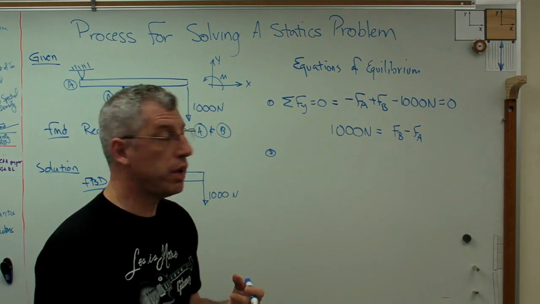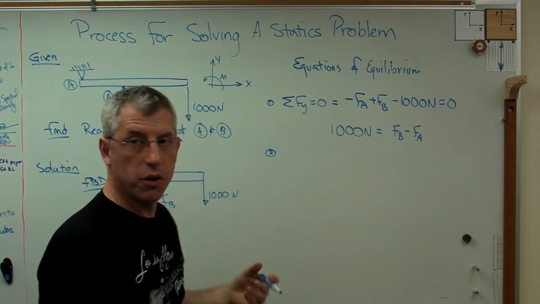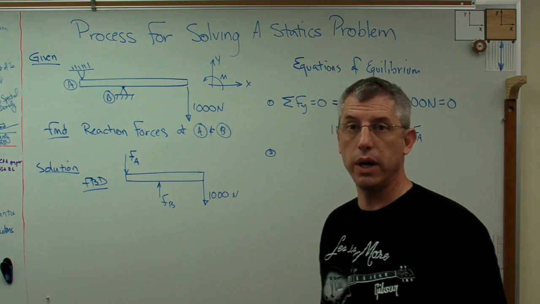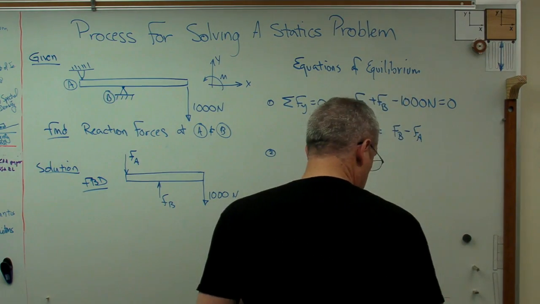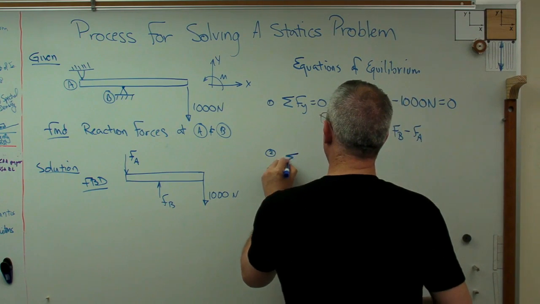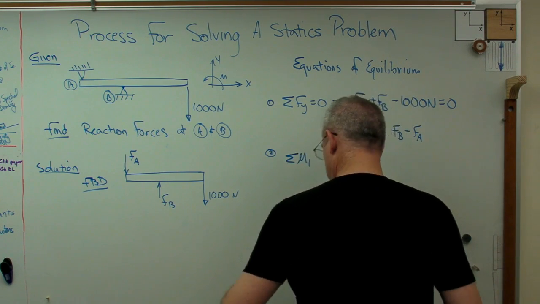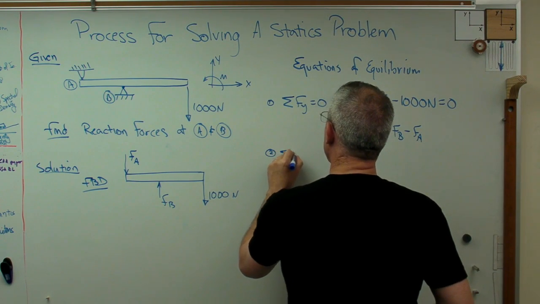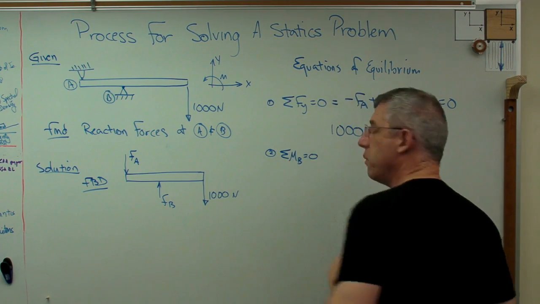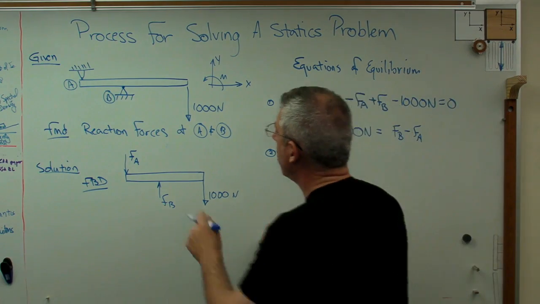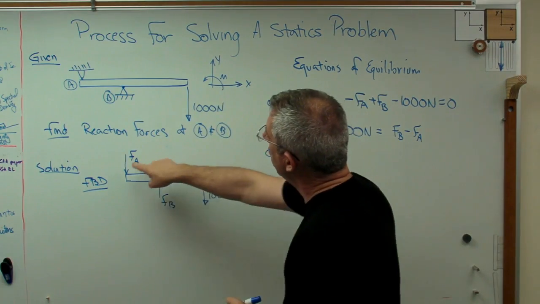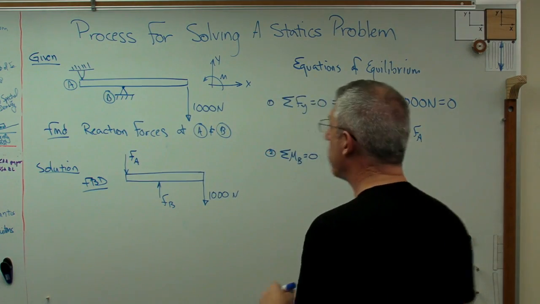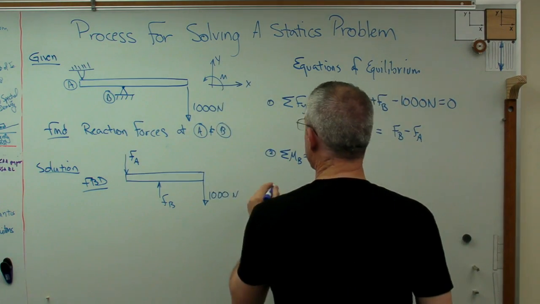Got to have another one. Well, there are no forces in the horizontal direction, so that doesn't help, but I can take a moment about some point. How about if I take a moment about B and set that equal to 0? If I'm taking moments about that point right there, FA is going to make the beam want to rotate counterclockwise, so that's going to be positive.